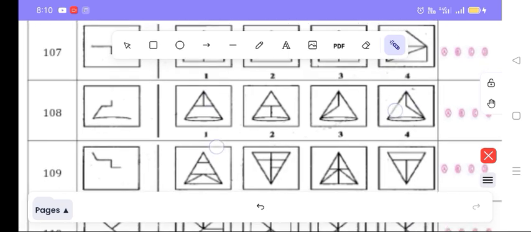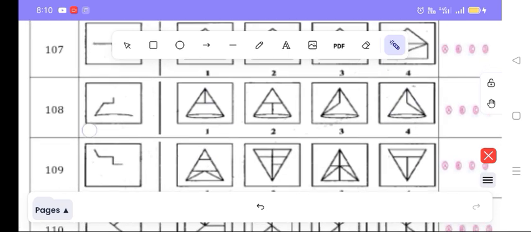Question number 108. See, there's a curved line, slant line, and one L shape on the top. Where can you find that answer? Let us find out. See, curved line is here, slant line, horizontal, and vertical line. All the lines you can find it in A. Let us consider for the answer.